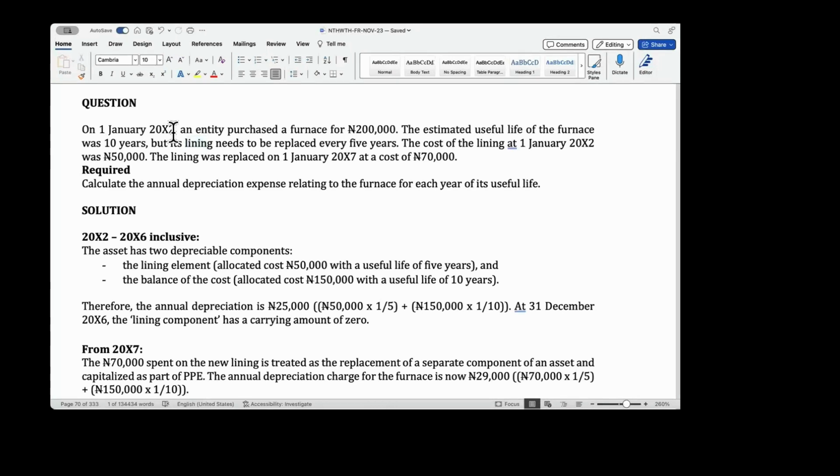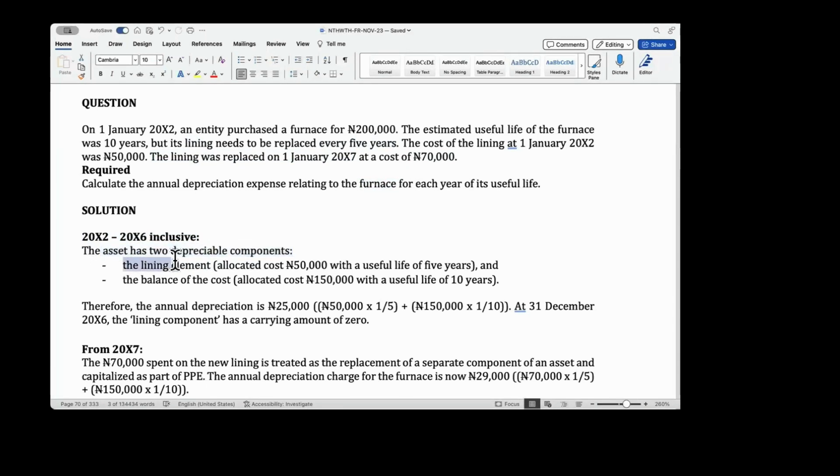That is 2002. The lining was replaced in 2007, that's after 5 years. Remember, they said they replace the lining every 5 years. So after 5 years, they replaced the lining at a cost of 70,000. We are now asked to calculate depreciation expense relating to the furnace. Now, since this furnace has two components, the furnace and the lining inside, between 2002 and 2006, the first 5 years, the asset would have two depreciable components.